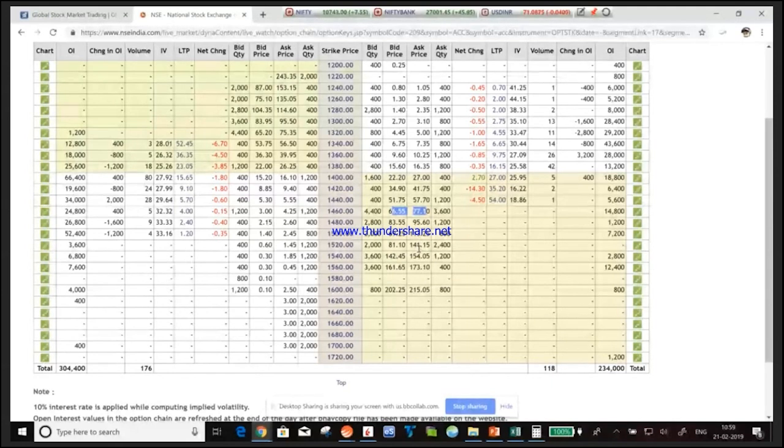Even if you bought this at the money thinking that okay, there isn't much spread here, it's only a 1 rupee spread, it's fine, we buy it. But when it becomes in the money, you will see the spread will keep on increasing. Look at this spread, 83.95. That's the reason we do not take such trades.